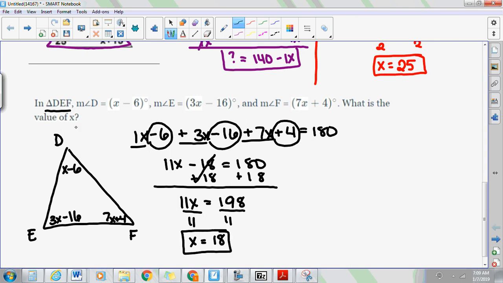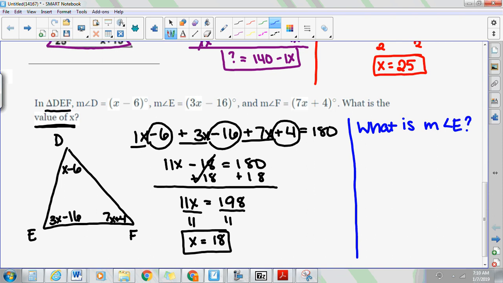Now in this case it said what is the value of x, so I am done. But just as a hypothetical, what if I asked what is the measure of angle E? Now that's a little bit different, right? Here I'm just looking for what is x. Here I'm asking for what is E. Now, this is the same bit that we did in the last task.